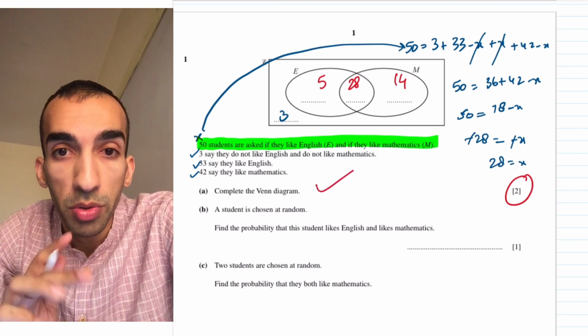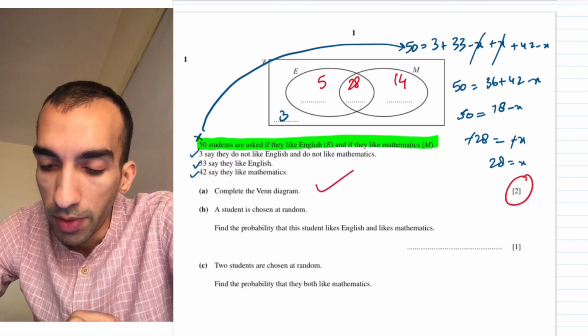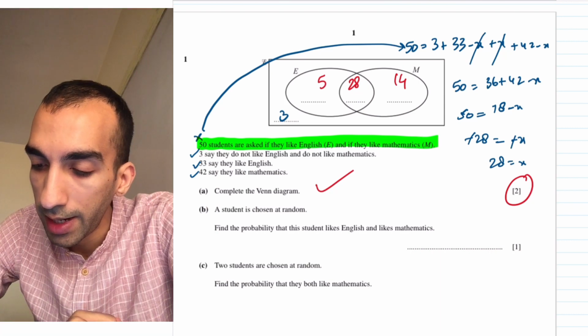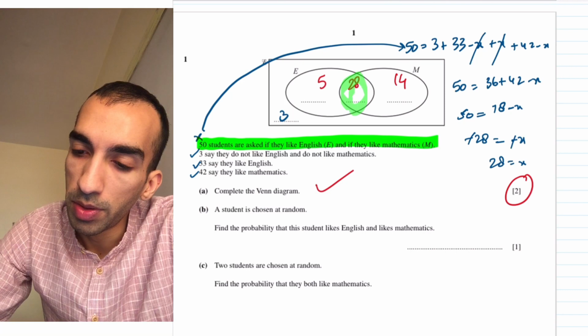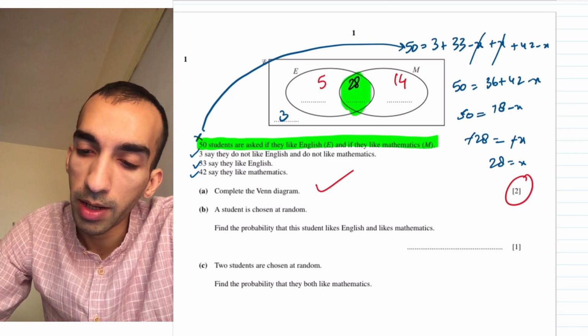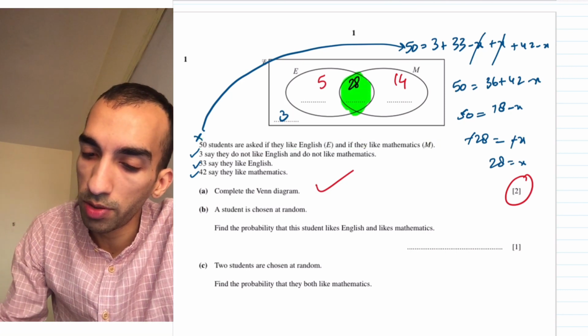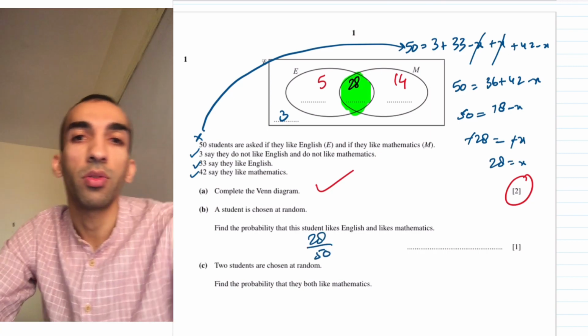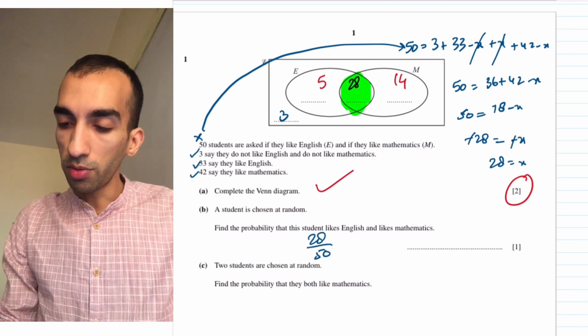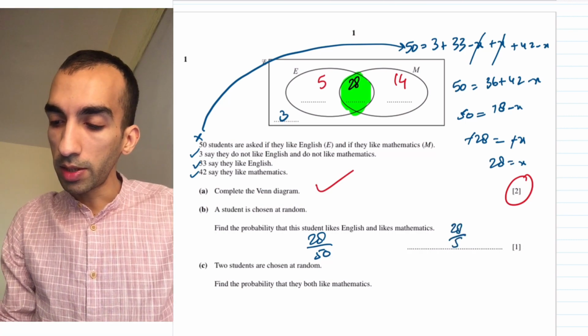Now the question says a student is chosen at random. Find the probability that the student likes English and likes mathematics. English and mathematics is represented by this part of the Venn diagram. This has 28 students. Probability is always calculated out of the total, so 28 over 50. You can also simplify it or write this down as it is.